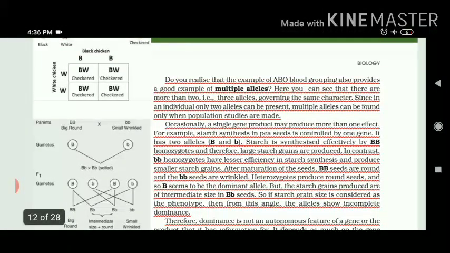As I have already said, the ABO blood grouping system is also an example of multiple alleles. There are more than 2 alleles, 3 in number, but they govern the same character. What is the character? Blood group. Since one individual can have only 2 alleles present, but when populations are studied, we find that there can be multiple alleles.